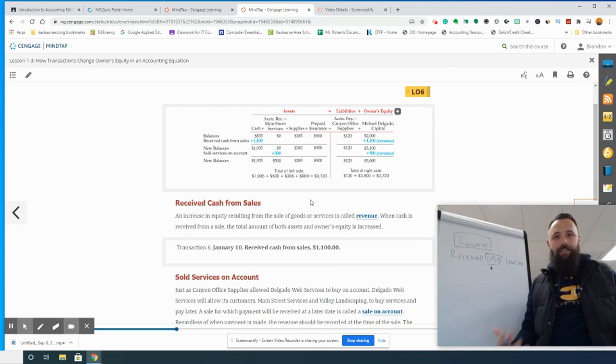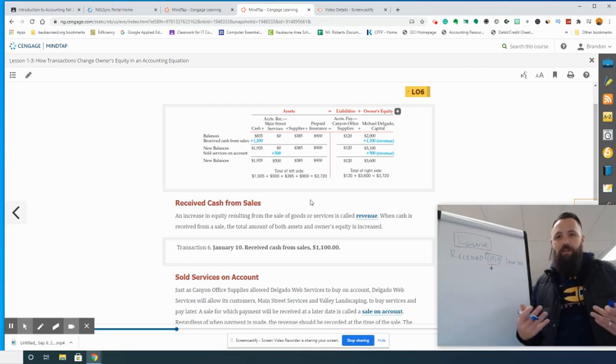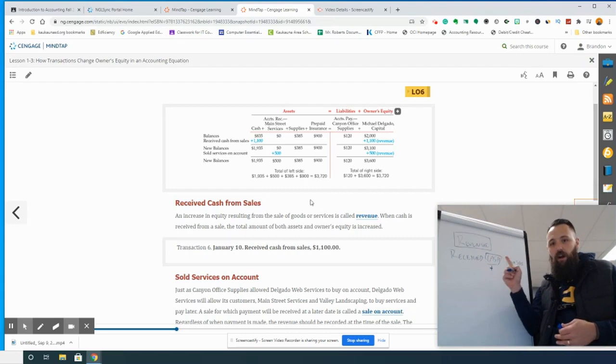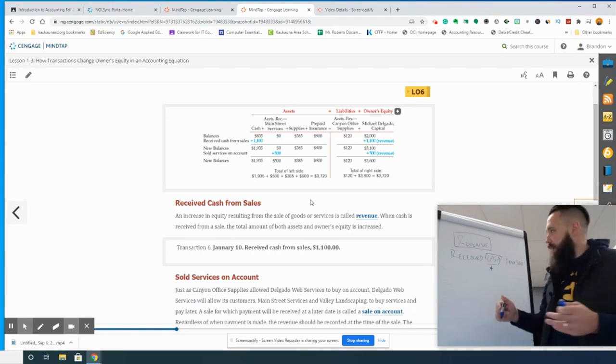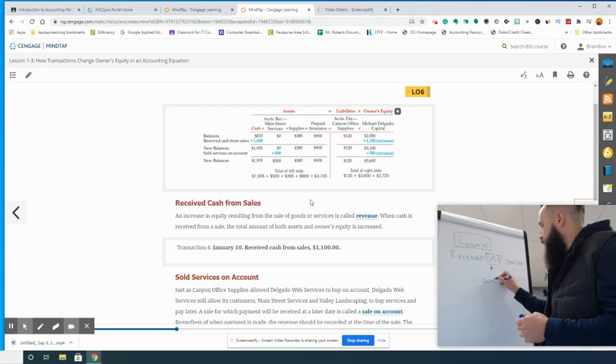So we know cash is an asset. We know that cash is going to go up. That's part of the business that we want to succeed, right? And we know that this is a revenue, and revenues are going to affect our owner's equity. So what's that account that's usually affected? It's our owner's capital account. So the other account that we have is owner's capital.